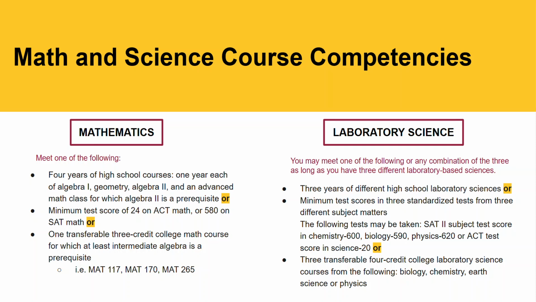So, for example, if you completed 2 years of high school lab science, and then you did 1 4-credit college lab science, let's say, for example, Chem 113, General Chemistry 1, then the combination of those 2 years of lab sciences in high school plus the 1 4-credit college lab science will combine to meet that 3 different lab-based sciences for this requirement.